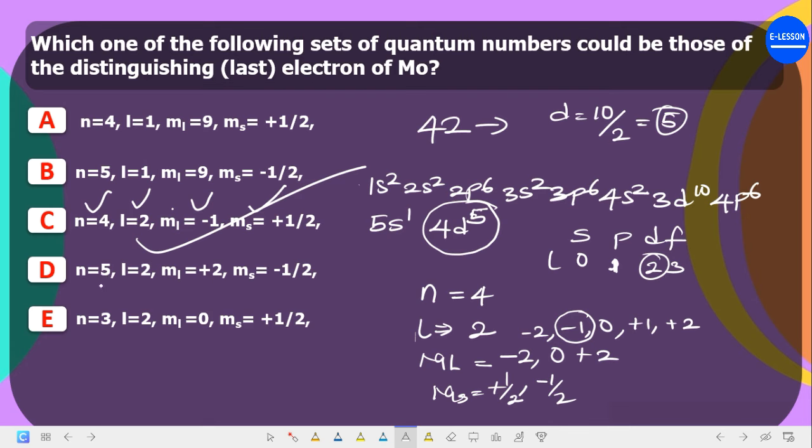Now, if you look at n equal to 5, this is wrong. This is wrong. This is wrong. Now, this particular one is wrong. Why is it wrong? Because n is 4, L is 2, and ML can never be 9 when L is 1. Is that okay? So the correct answer to that question is option C.